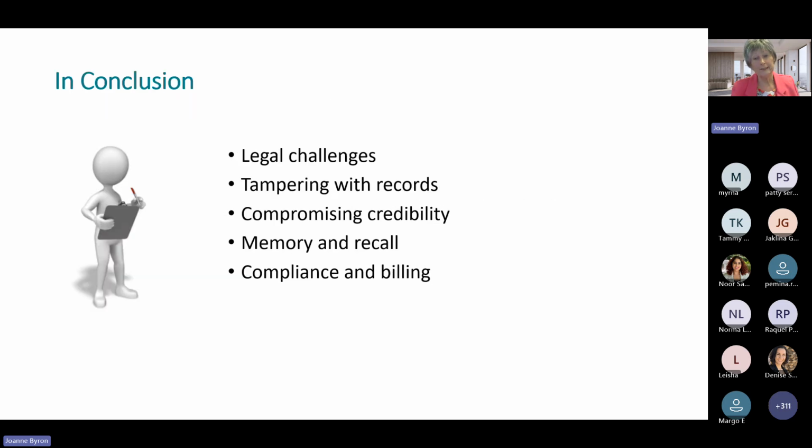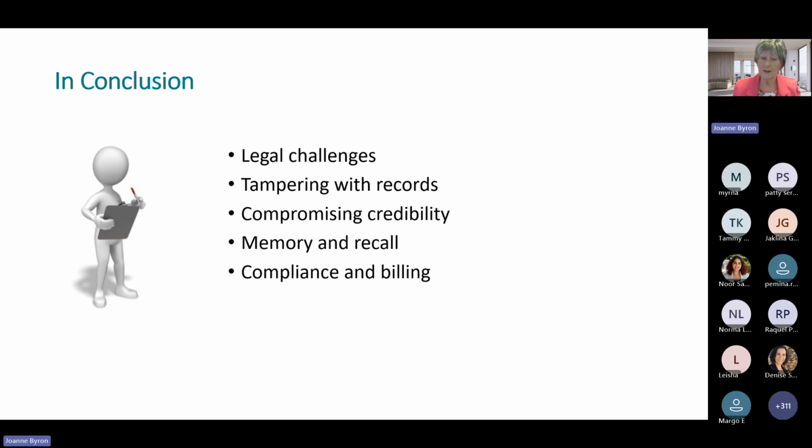So in conclusion, let's avoid potential legal challenges. Never do anything that can be construed as altering a document, including backdating entries or adding late signatures. It could lead to accusations of fraud and professional misconduct, making it difficult to defend against malpractice claims. Now, deliberate falsification of medical records, which includes backdating entries, is a felony offense with serious consequences such as fines, loss of medical license, and even criminal charges.